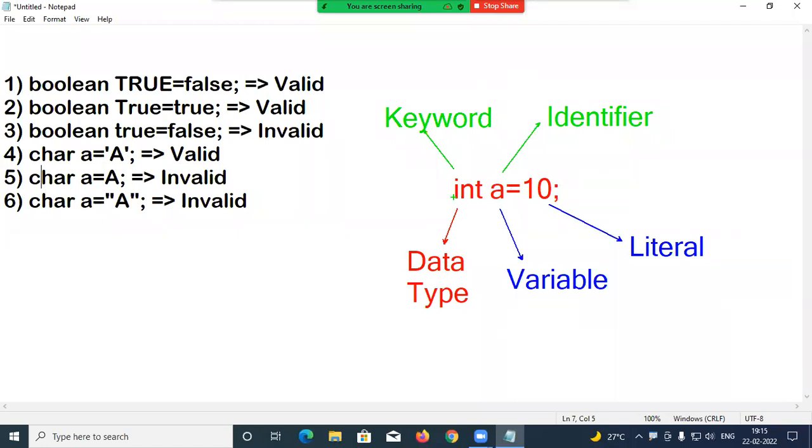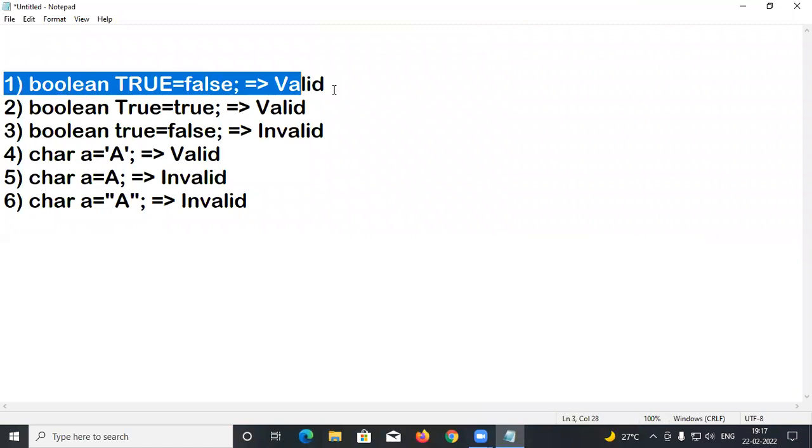And semicolon. Every statement must be terminated with a semicolon in Java. Here you observe. According to this, here boolean, char, these are all data types. We can also call them keywords. Here true, a, these are all variables or identifiers. Identifier rules you have to follow as well as variable rules. Okay. Here false, true, false, capital A, these are all literals.